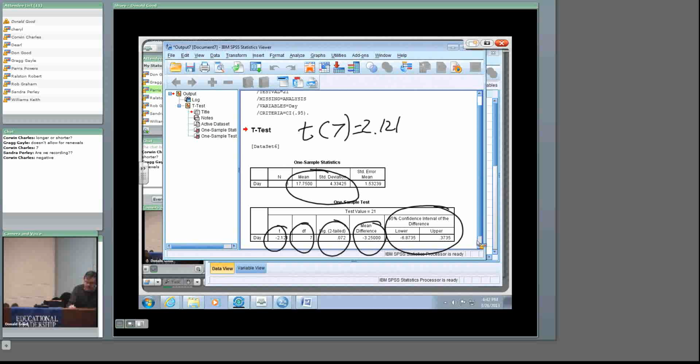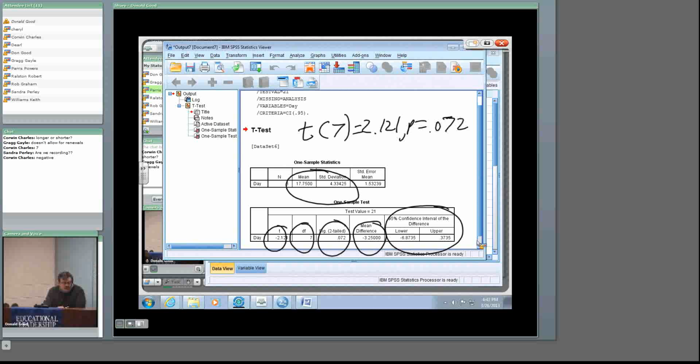My p-value equals 0.072. Now, here's the $1 million question, or at least the 95-cent question. Is our mean of 17.75 significantly different than 21? And the answer is a yes or no. It doesn't even depend. It's yes or no. Is our mean significantly different than the 21? The answer is, I see head shaking, no.